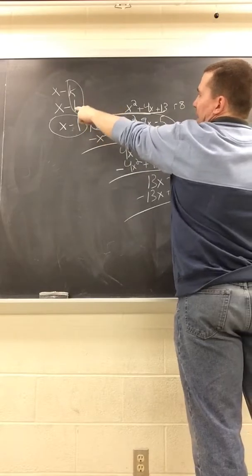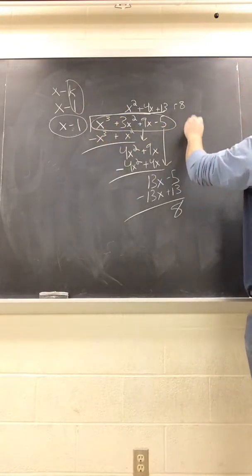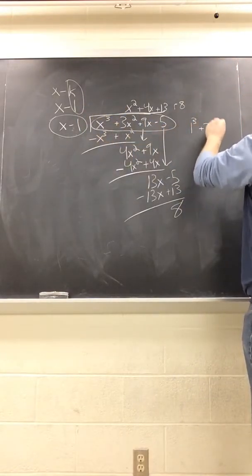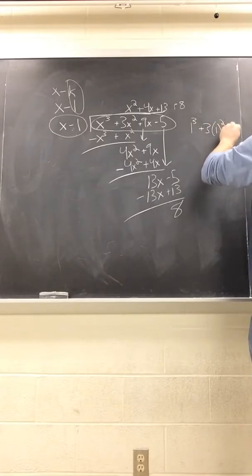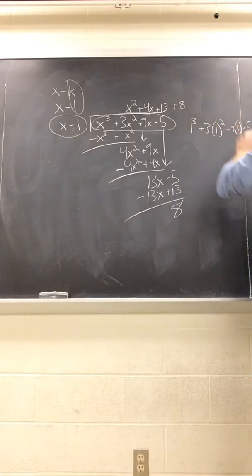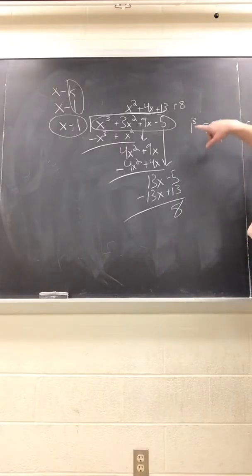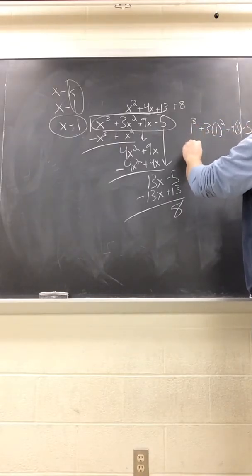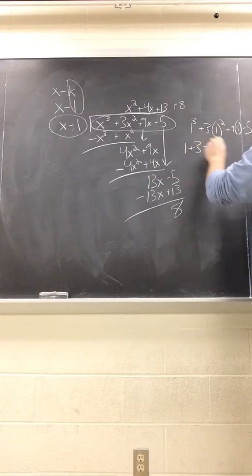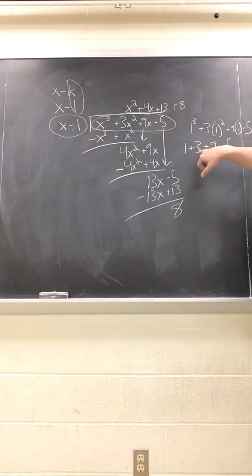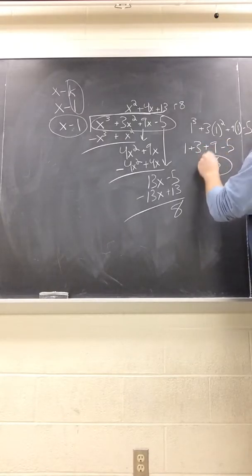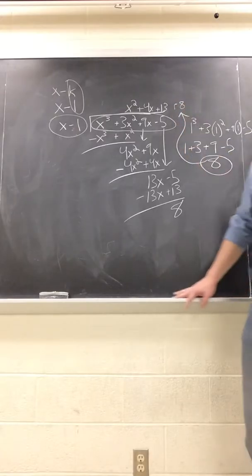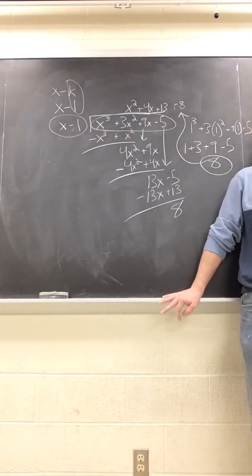If we plug in k, which is 1, we get 1 cubed plus 3 times 1 squared plus 9 times 1 minus 5. I know that just went off the side of the board, but you can all see it. 1 cubed is 1. 1 squared is 1 times 3, which is 3. 1 times 9 is 9, minus 5. 1 plus 3 is 4, plus 9 is 13, minus 5 is 8, which is the remainder we got. This is just kind of a shortcut trick.